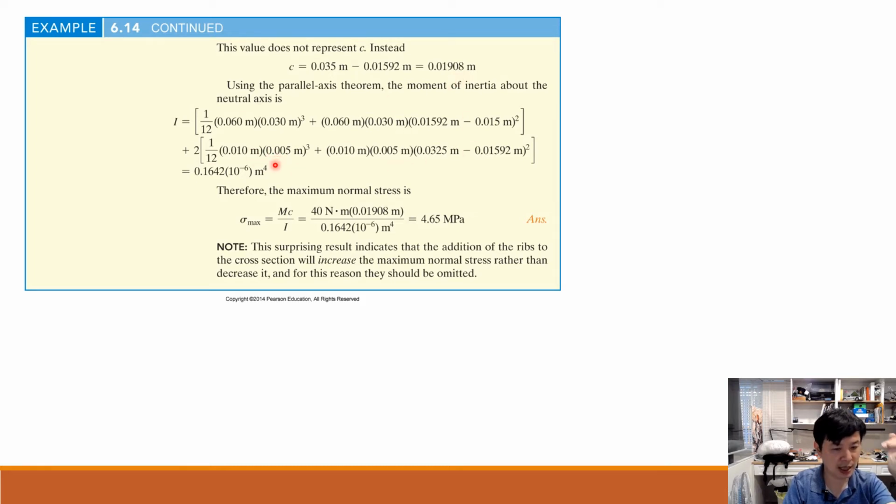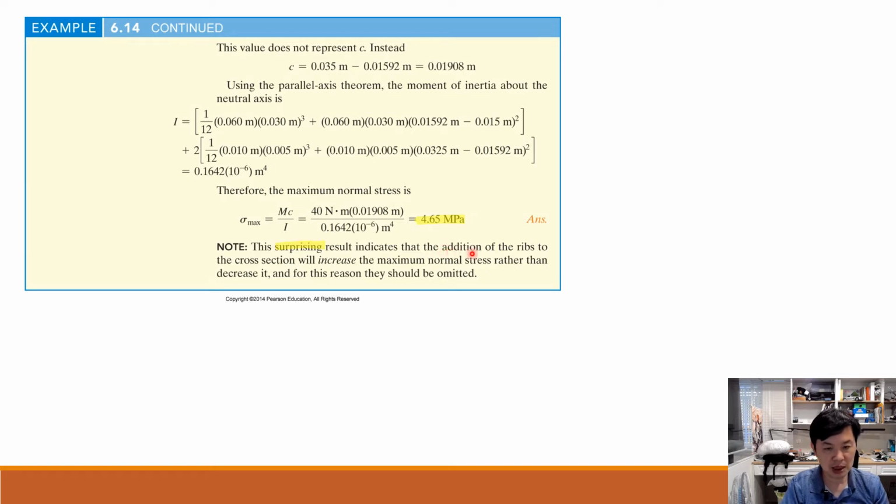The steps or the process, you need to follow this order. The order is very important. Find your centroid first, determine your moment of inertia, then substitute into your bending stress formula, the flexure formula over here, and you get this value, 4.65. It's a surprising result. It says, oh my God, this is larger than what we expect here.